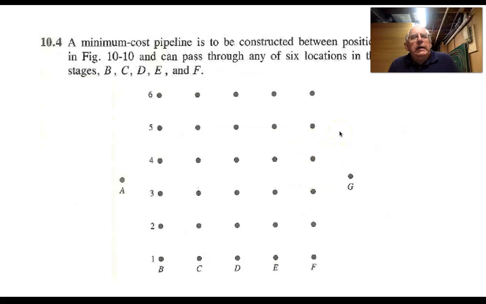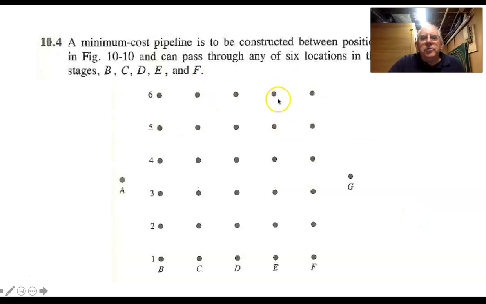Okay, so this particular problem I just added in here, and again, it's a minimum cost pipeline to be constructed between positions A and G, very much like we had before. And it can pass through any of the 6 locations, B, C, D, E, and F. Had this been a full problem, one would have had a table for the cost of going from A to any of the 6 Bs, and then from Bs to Cs, there would be a cost associated with those, and so on.